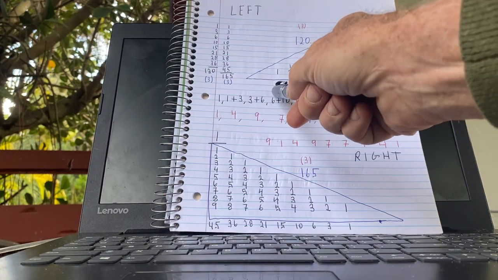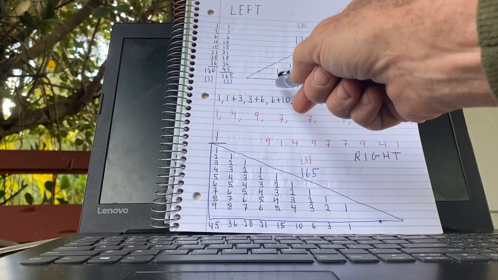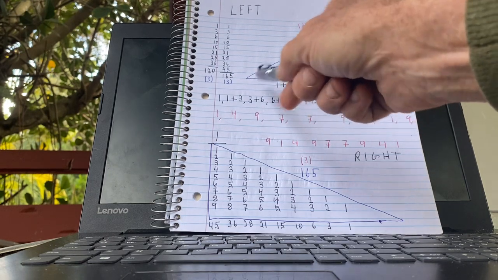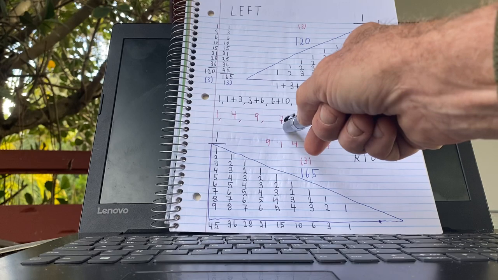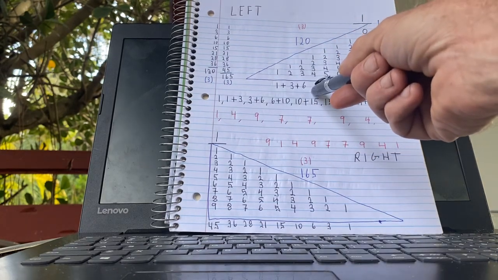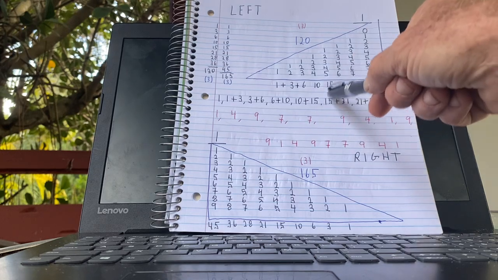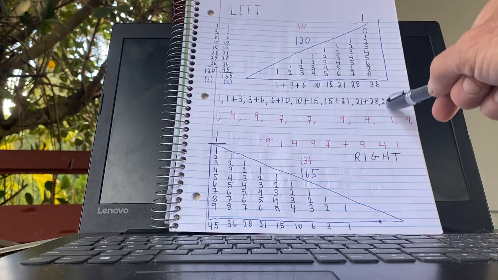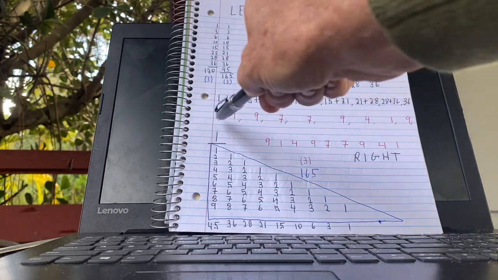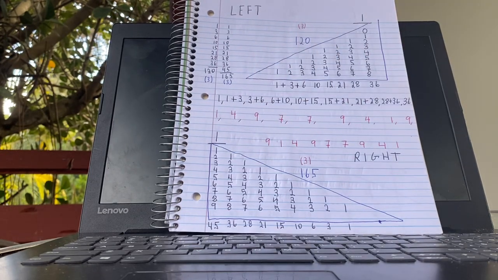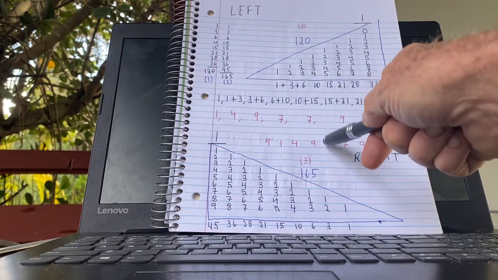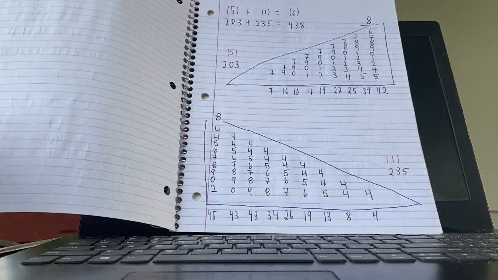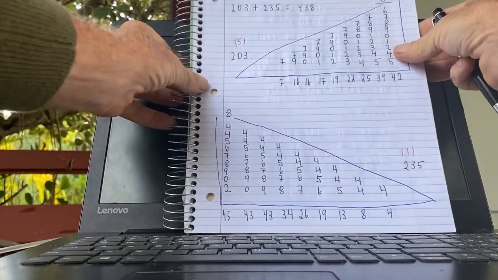But if I add, it starts with 1, we'll do it like the Fibonacci kind of thing. 1, and then 1 plus 3 is 4, and then 3 plus 6 is 9, then 6 plus 10 is 16, then 10 plus 15, then 15 plus 21, then 21 plus 28, then 28 plus 36, and 36 is the 9, you'll get the 1, 4, 9, 7, 7, 9, 4, 1, 9. When you're doing it on the right side, you're going to get it backwards. 1, 4, 9, 7, 7, 9, 4, 1, 9. So it's just showing how this thing is always following the codes in its own remarkable ways.